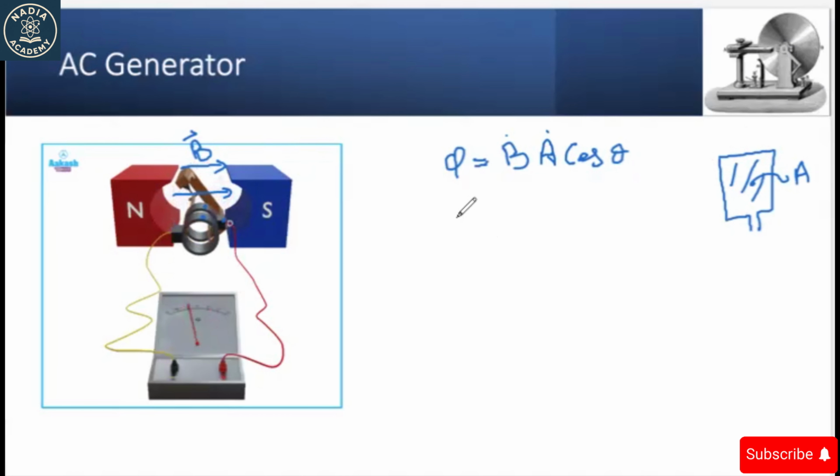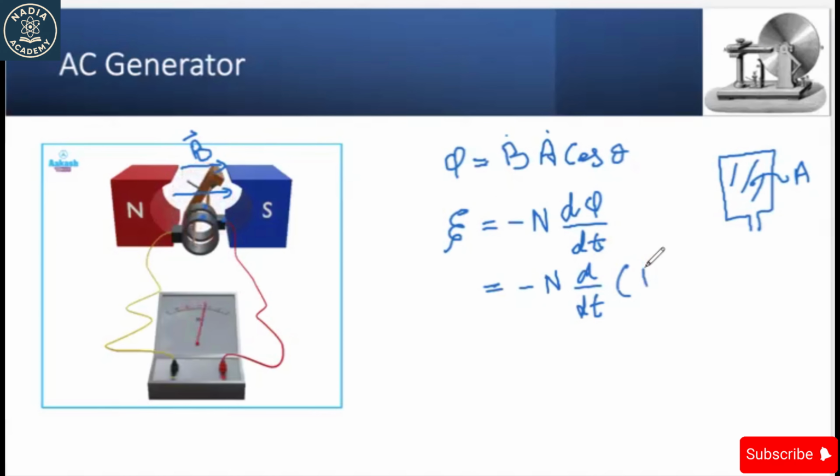We also know Faraday's law, which gives us the value of the induced EMF as equal to the negative sign of the number of turns times the first order time derivative of the magnetic flux. So if we use this formula of magnetic flux, then we can find that it is equal to N times the time derivative of B times A times cos of theta.